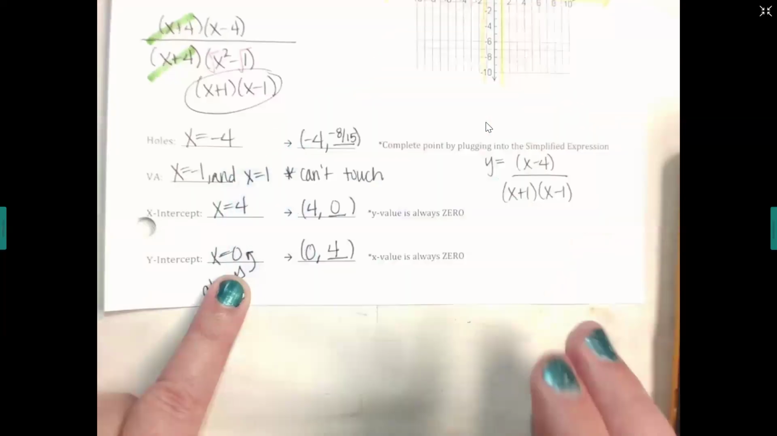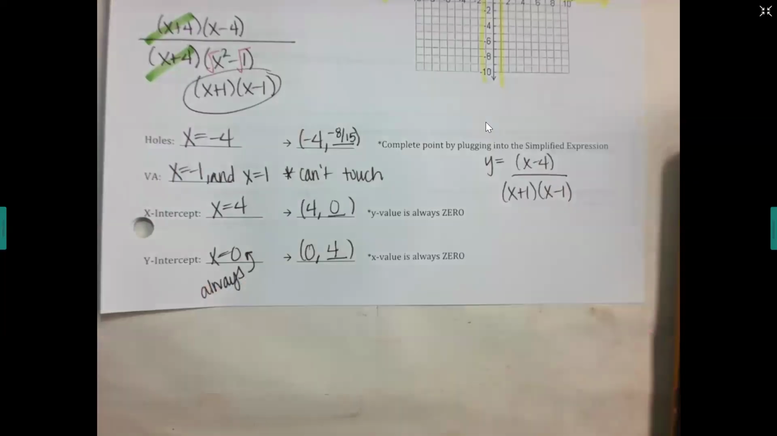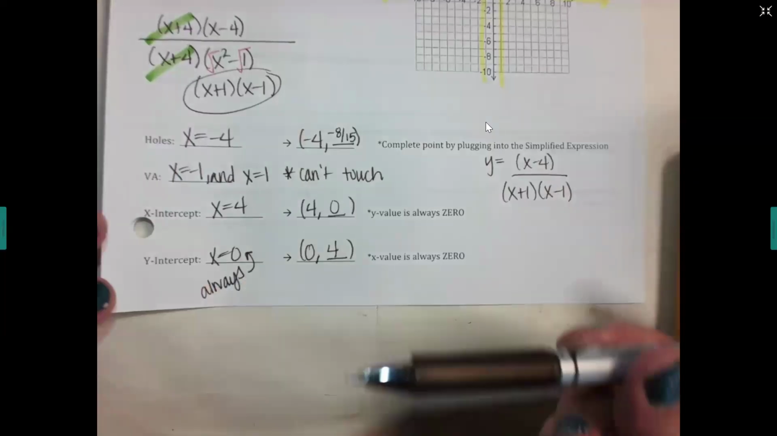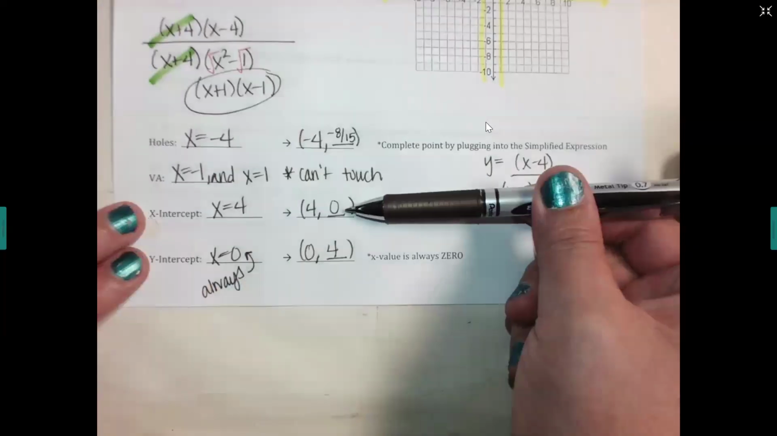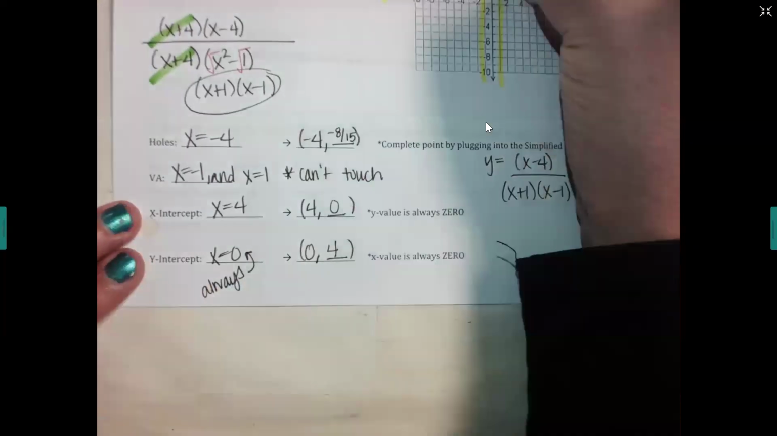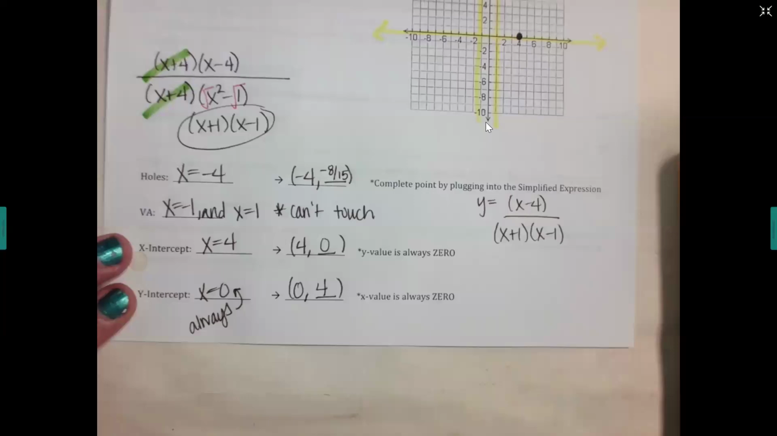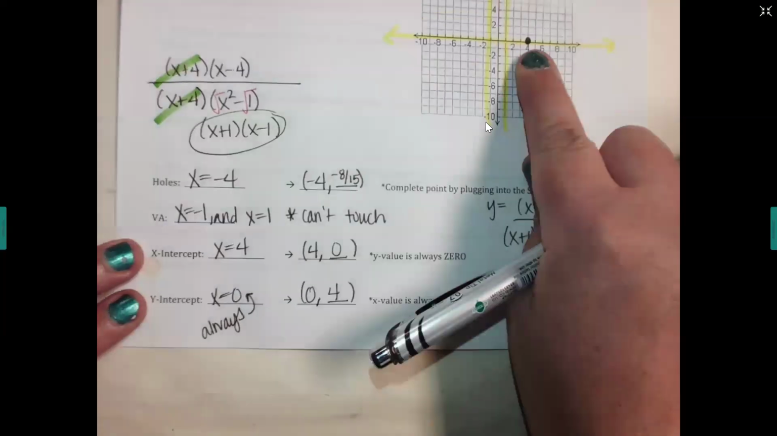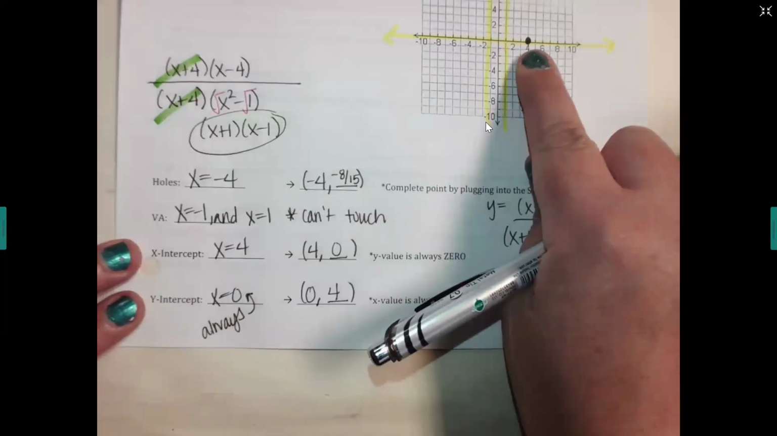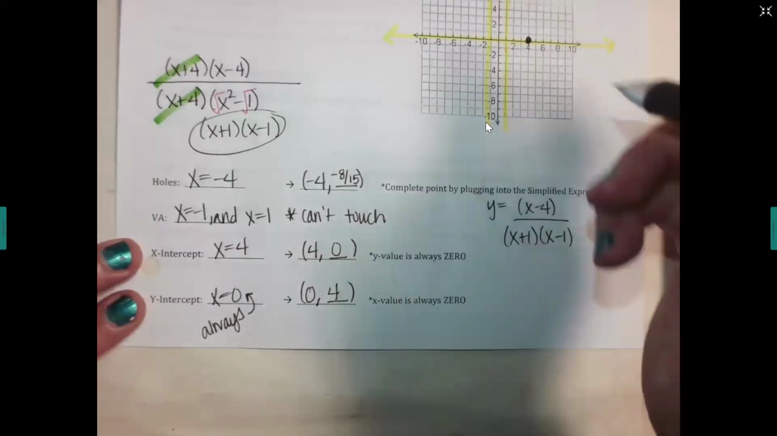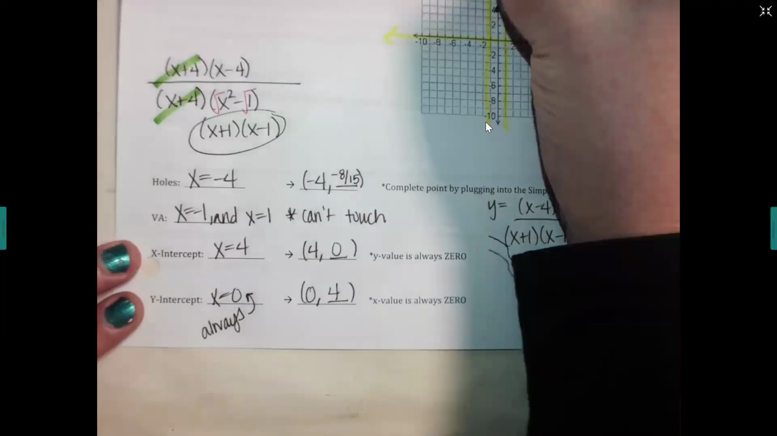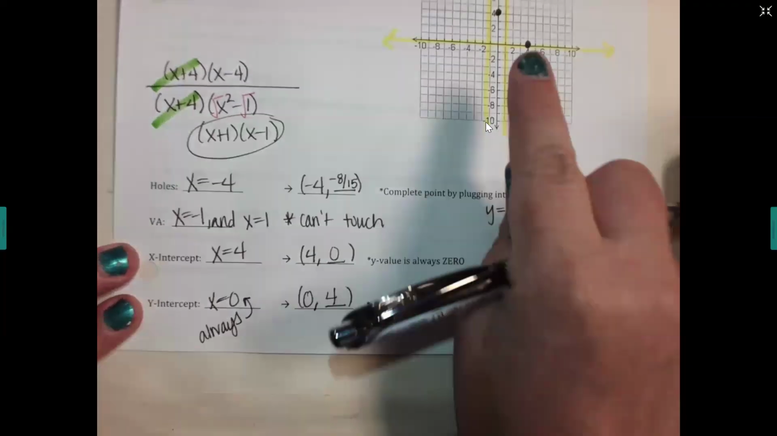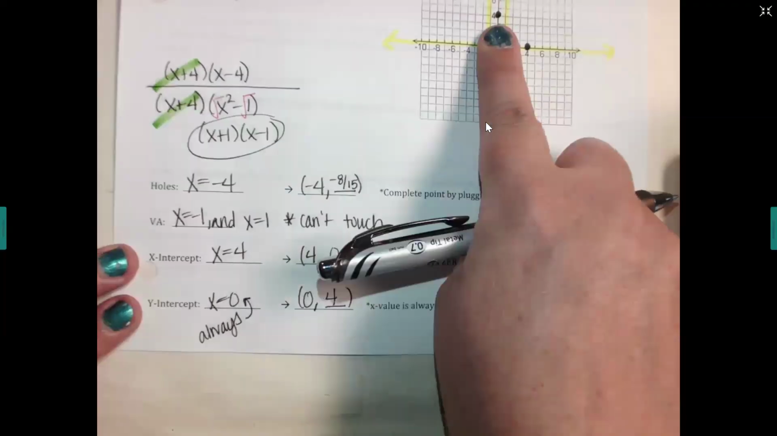All right, now remember, the whole point of you finding those is so that you can graph it. So let's place these two first. So the x-intercept is 4, 0. That would be here. Give yourself a little dot. Okay, 4, 0. What's my y-intercept at? 0, 4. So that would be here. Okay, so a 4 on the x-axis, 4 on the y-axis.